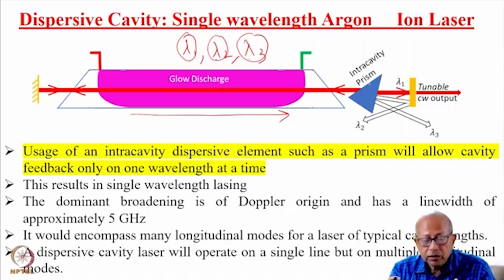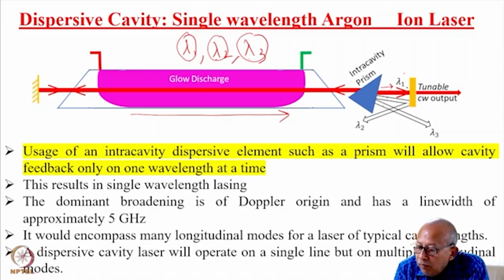Now it is a dispersive cavity, so the prism, which is a very simple dispersive element, is placed inside the cavity. So light at these three wavelengths shines onto this prism. The prism then splits these wavelengths spatially, allowing at a time only one of the wavelengths to fall on the output mirror normally. You can see only this wavelength falls on the output mirror normally.